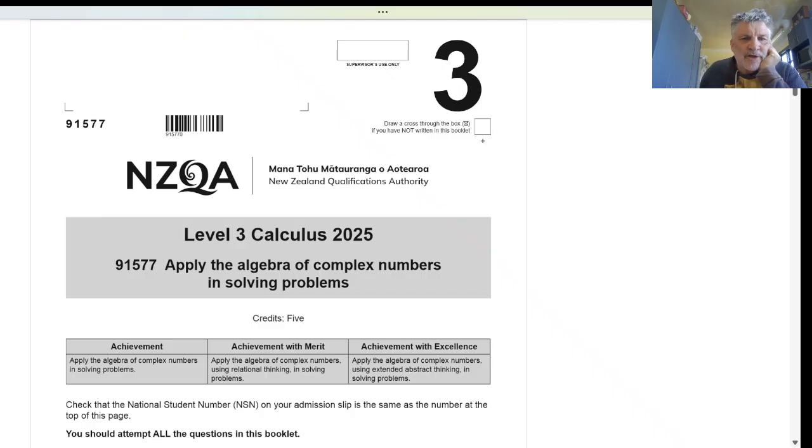91577, apply the algebra of complex numbers in solving problems, the 2025 examination. This is take 3 or maybe take 4 of me attempting to make this video. I'm looking only at question 2.